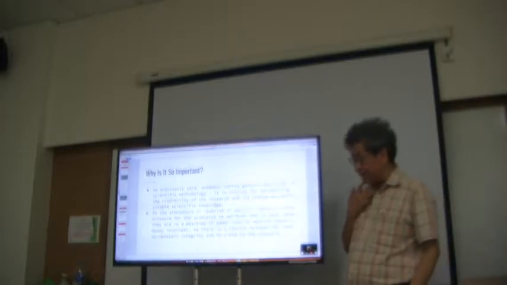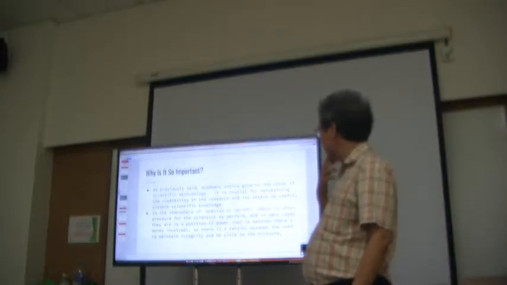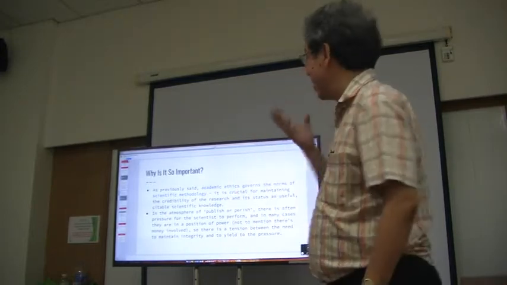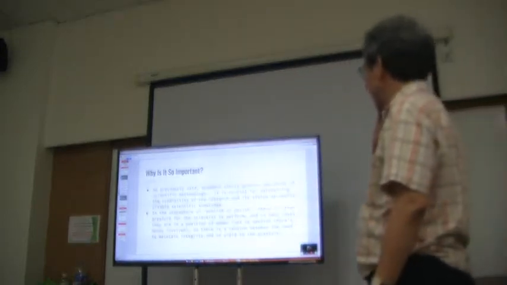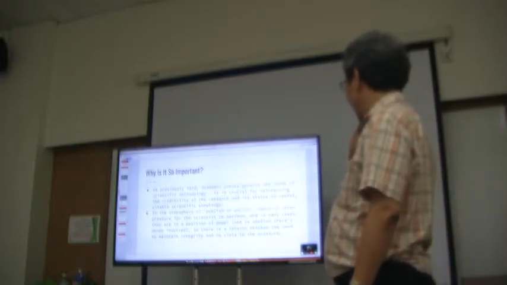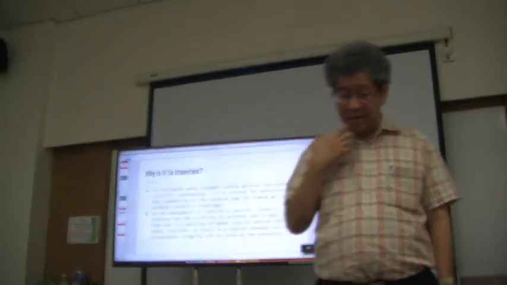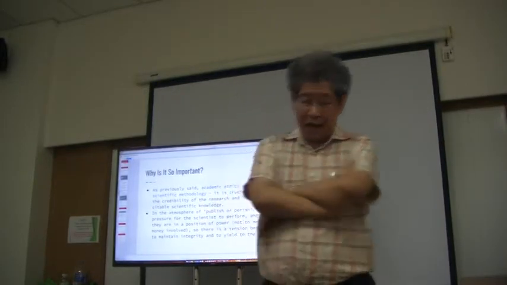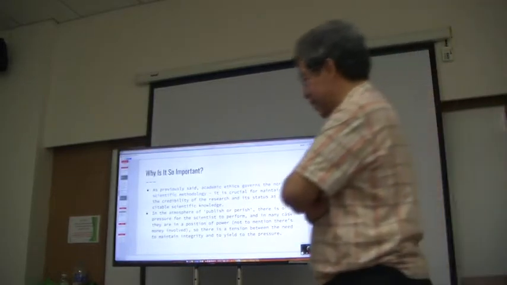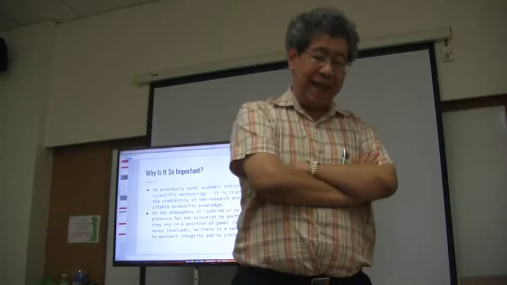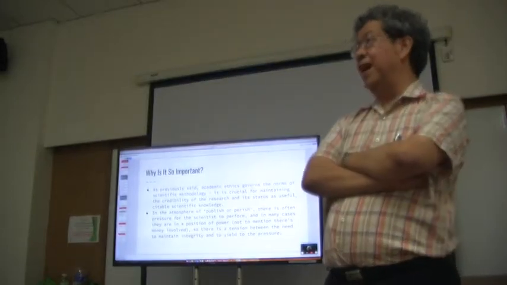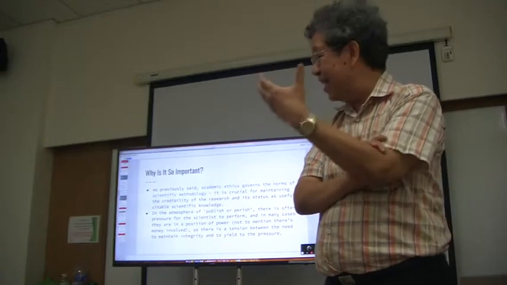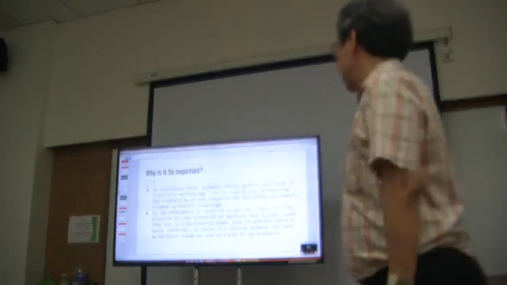So why is it very important? Academic ethics governs the norms of scientific methodology, so this is the issue I am talking about in this paper. It is crucial for maintaining the credibility of the research and its status as useful, citable piece of scientific knowledge. And this is very basic, right? If you fabricate your data, or if you violate the norms of methodology, it's very unlikely that your results or your findings will become part of scientific knowledge, because the credibility, the status as part of knowledge is very questionable from the beginning.